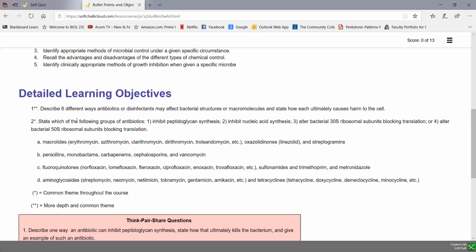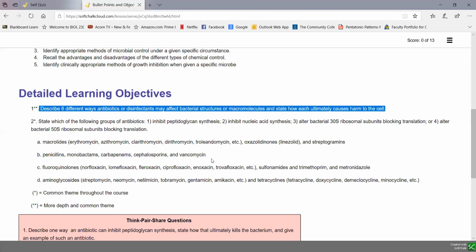So after this SoftChalk lesson, you should be able to describe 6 different ways antibiotics or disinfectants may affect bacterial structures or macromolecules, and state how each ultimately causes harm to the cell.